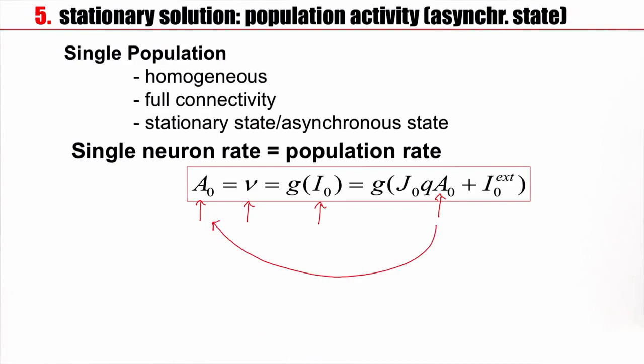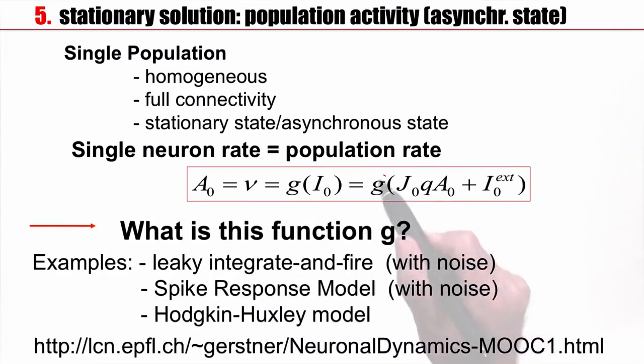What I've shown you is the graphical solution, but if you are on a computer, you can also numerically solve for the stationary states of asynchronous firing in this homogeneous population that's fully connected. Now, an important role is played by this function g. But what is this function g? Well, you can calculate it. For example, for a leaky integrate-and-fire neuron with or without noise, you can calculate it. For a spike response model, another form of integrate-and-fire model, you can calculate it. For the Hodgkin-Huxley model, you can simulate it. Most importantly, for real neurons, experimental neurons, you can also measure this gain function.